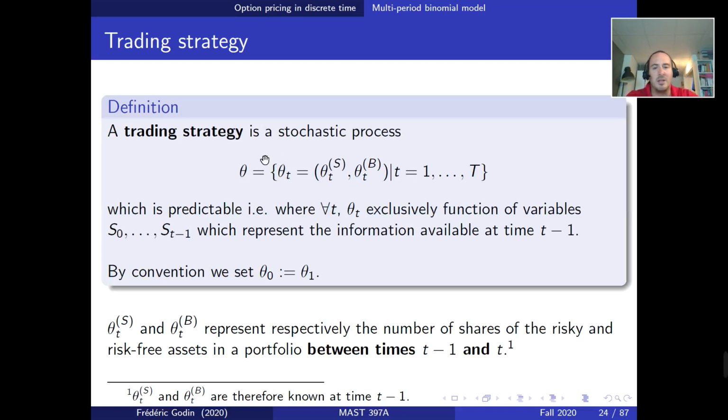A trading strategy represents the composition of a portfolio at each time step. So theta_1 represents its composition from time 0 to 1, theta_2 represents its composition from time 1 to 2, etc., until time capital T. A trading strategy is a stochastic process which is predictable. We won't give a formal definition of predictability here, but for the purposes of this course, predictable means that theta_t is exclusively a function of the variables S0 to S_{t-1}, meaning that it does not depend on S_{t+1}, S_{t+2}, etc. The intuition is that theta_t only depends on information available at time t minus 1, and it cannot depend on future information.